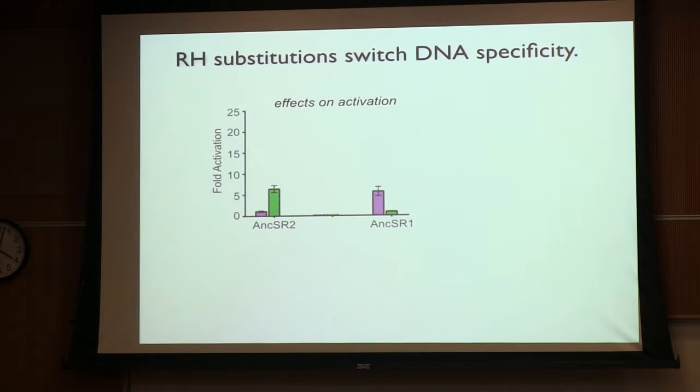So we're going to test this hypothesis in two ways. First, we're going to ask if the derived amino acids at these three sites are necessary for the shift in recognition to SRE. So this is the activation assay. And the hypothesis is that if we reverse them to their ancestral state in SR2, we will restore binding to ERE and abolish binding to SRE. And indeed, that's exactly what we see. Going back to the ancestral state is sufficient to switch the specificity back to the ancestral function.